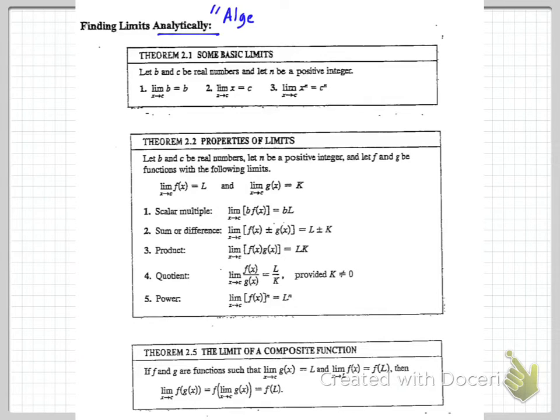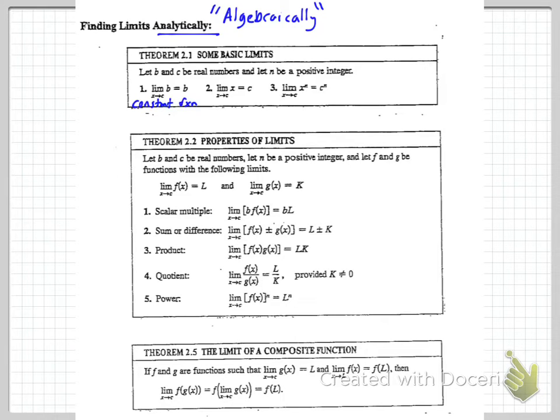Let's move on to finding limits analytically. And when you see the word analytically in this class, in my mind, I'm thinking algebraically. There's often some kind of algebra you're doing to evaluate it. Now, a lot of these rules are fairly commonsensical. Let's go through some of them.